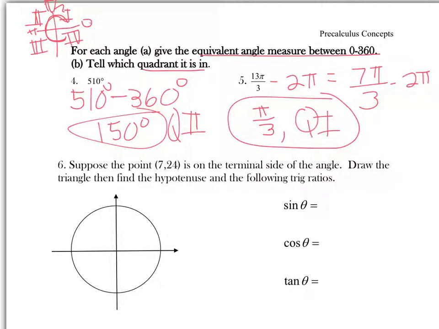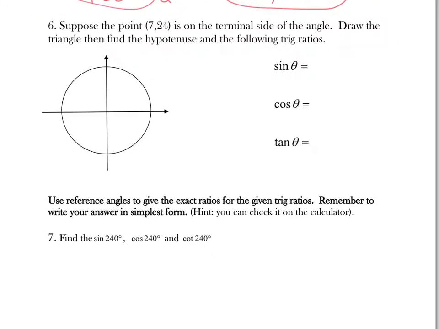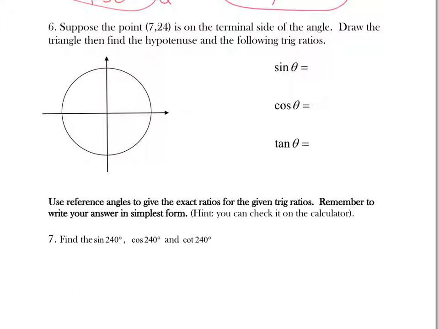Okay? If we move on to number 6, this is also one from our notes. We have the point 7, 24. 7 is my x, 24 is my y. So I go to the right 7 and up 24, right? Draw my terminal side. This is my initial side. This is my triangle now. So in the x direction, I went 7 to the right. In the y direction, I went 24 up.